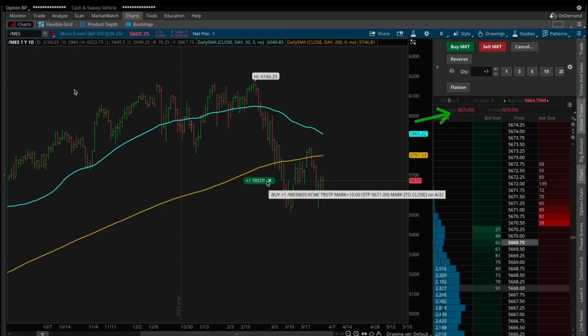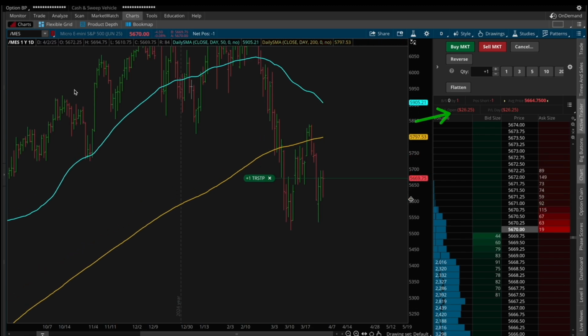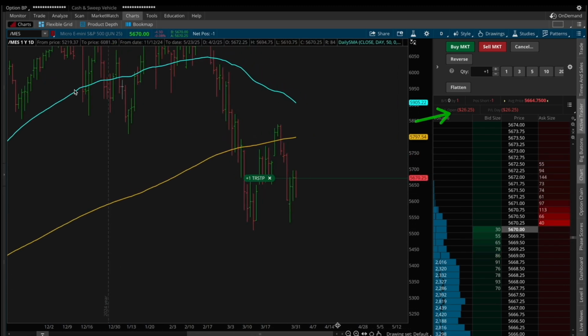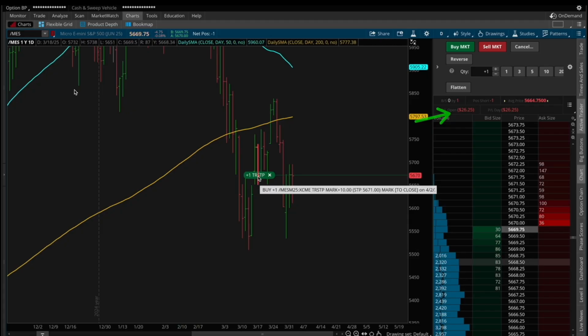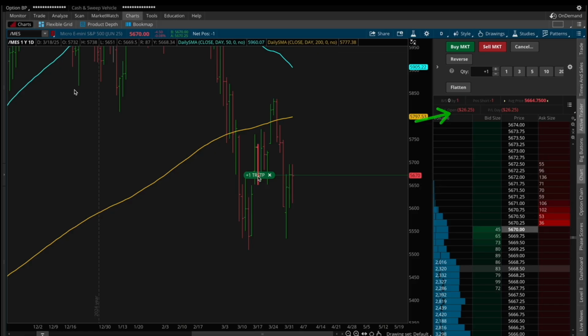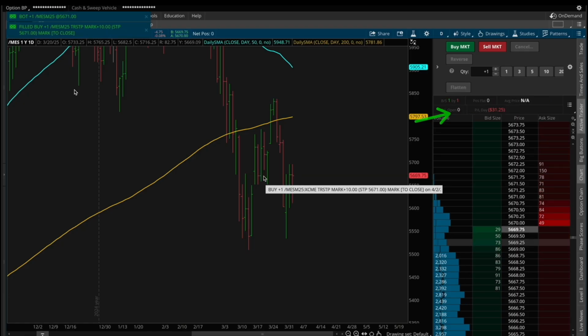If I highlight that area there, we can see that the stop loss is at 56.71 even. So we're about a point away from getting stopped out. Let's see if we get tagged so you can see what that looks like. And we just got tagged. So you can see that that order automatically executed and got us out of the trade.